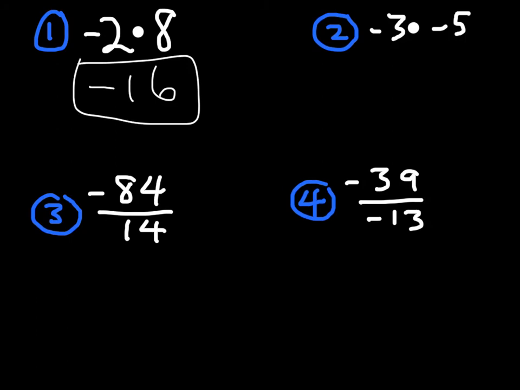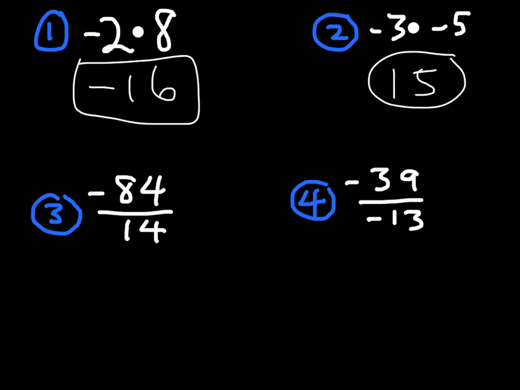Okay. Number 2, -3 times a -5. Well, here we have a negative and a negative. So 2 negatives, think positive. So regular 3 times 5 is 15. So -3 times -5 is also 15.